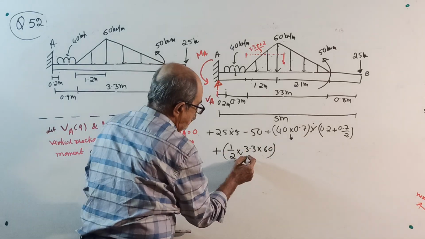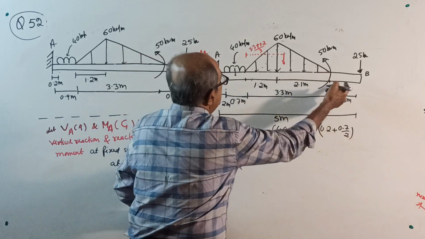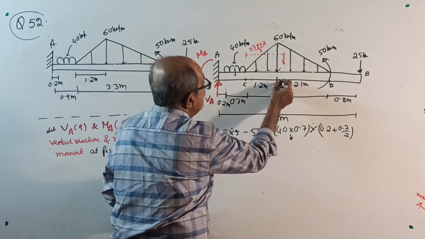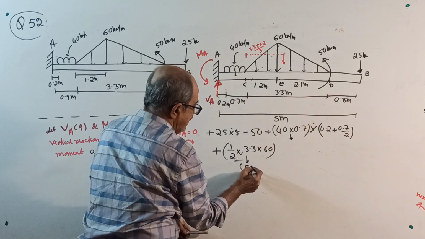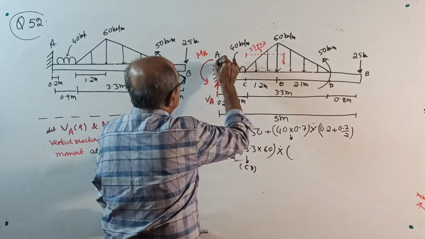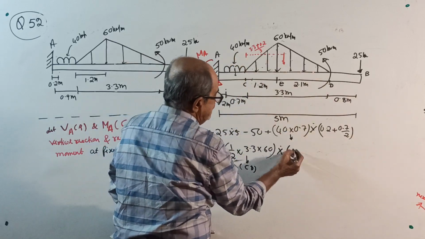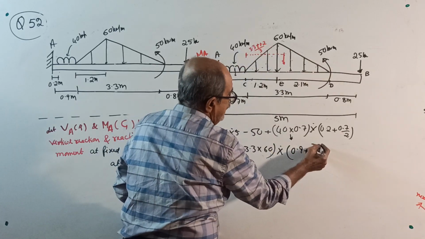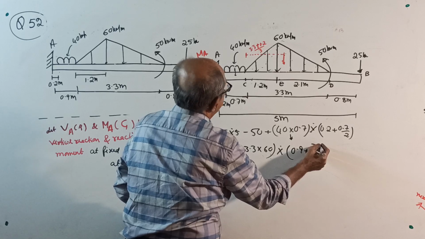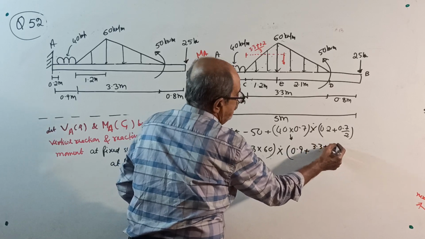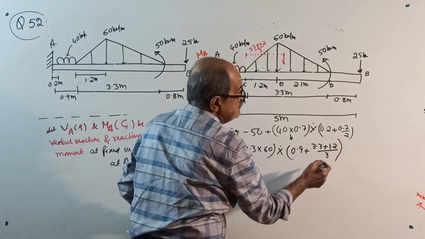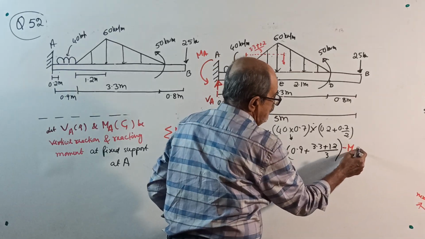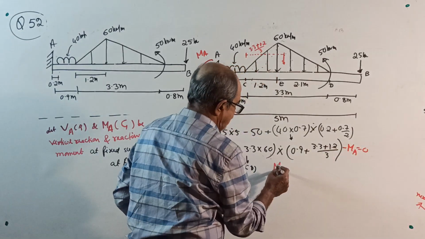See, this is a total load from, do one thing, A, B, you make it C and D to understand. Total from C and this you make E point. Total load from C to D into, from here, 0.2 plus 0.7 is 0.9 plus from here to here is 3.3 plus 1.2 divided by 3. I already explained more than 100 times, minus MA equal to 0. You will get MA. First I will get MA value.